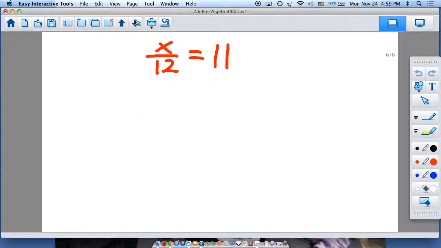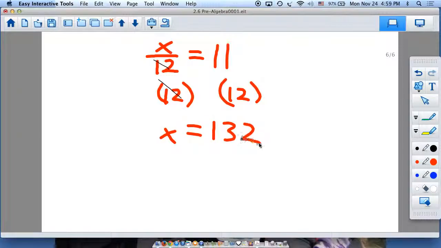Last one, we'll multiply both sides by 12. When we multiply both sides by 12, we're going to be left with x on the left-hand side, because those 12s cancel each other, and x is going to equal 132. Now we've worked with adding, subtracting, multiplying, and dividing equations. So we should be able to apply this to every kind of equation that we have.